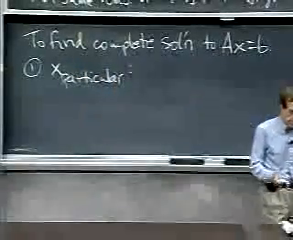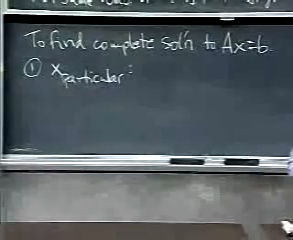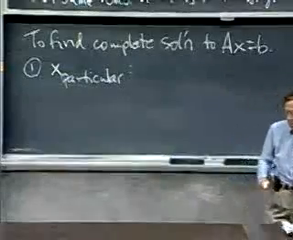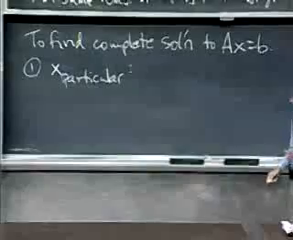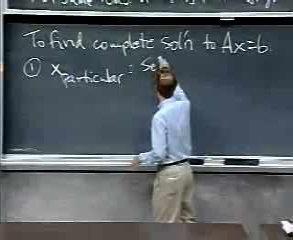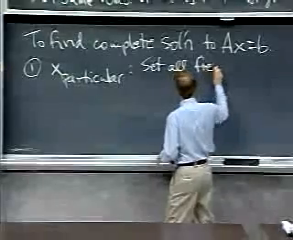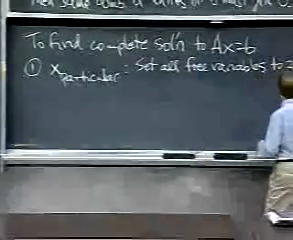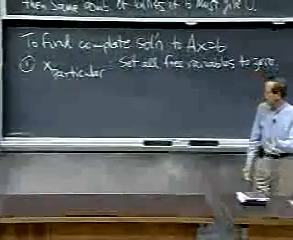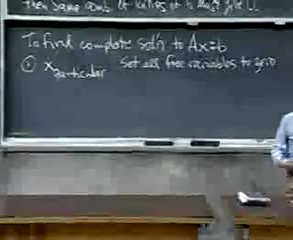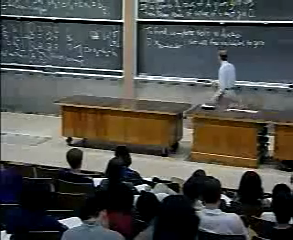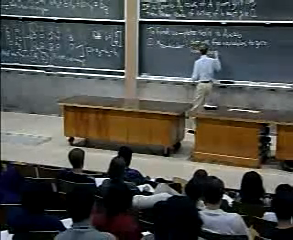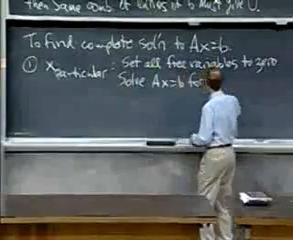How do I find one particular solution? Well, let me tell you how I find it. Since there are lots of solutions, you could have your own way to find a particular one, but this is a pretty natural way. Set all free variables to 0. Since those free variables are the ones that can be anything, the most convenient choice is 0. And then solve Ax equal b for the pivot variables.